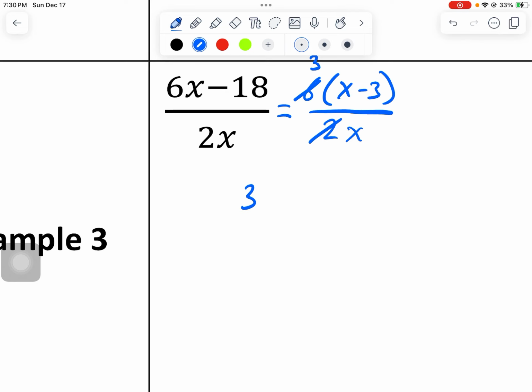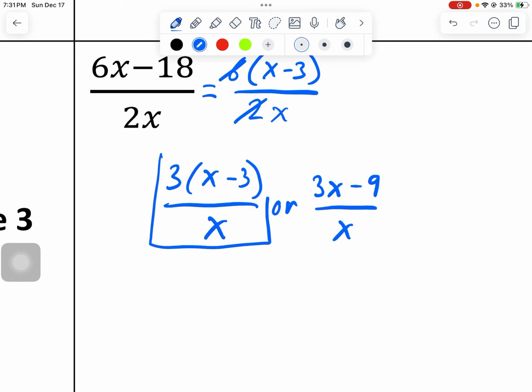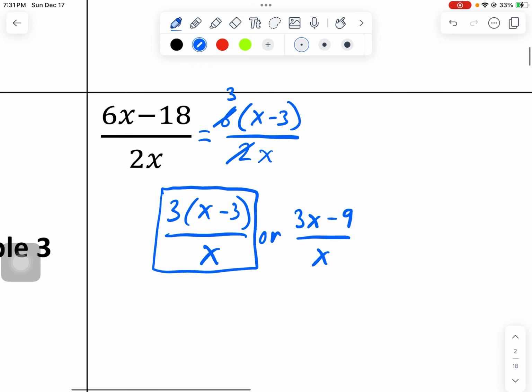So then you can write this answer as 3 times x minus 3 over x, or you could distribute that 3 if you wanted. We would accept either answer, 3x minus 9 over x. We're probably going to leave most of our answers in this factored form, though. You're going to see that quite often because we've already practiced that. You've gone through multiplying it out, distributing. So we're going to just leave it in factored form for the sake of time.